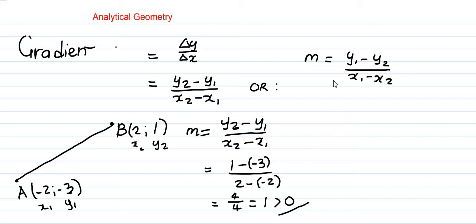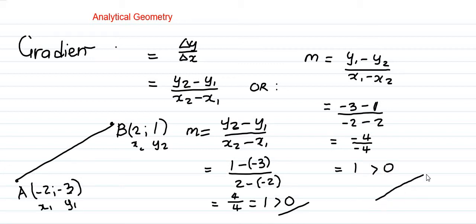Alternatively, if kinyako berekisa this formula, I can substitute amo A, Y1 waka K minus 3. Minus, and then Y2 waka K1. All over X1 yaka K minus 2. Minus, and then minus 2. So on the numerator ke gram minus 4, on the denominator ke gram minus 4. And then ke abona gore a negative, ha ke divide ka negative engwe, e ba positive. And then a 4 divided by 4 ke 1. So again, 1 waka is greater than 0. Hence, my line is sloping upwards. So eva gradient A, that's how you calculate a gradient of a straight line.